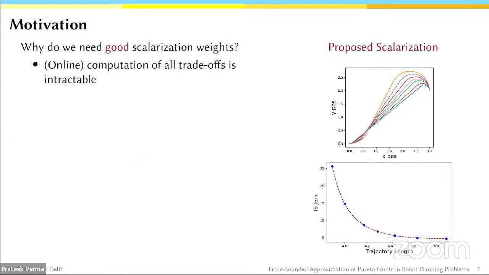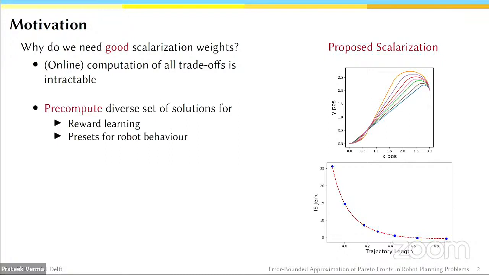The simple reason is that we can't compute all possible trade-offs in multi-objective optimization, especially not when doing this online. So what we often do is pre-compute a set of solutions, and this set should be as diverse as possible so that we can explore different options. And this has many applications.